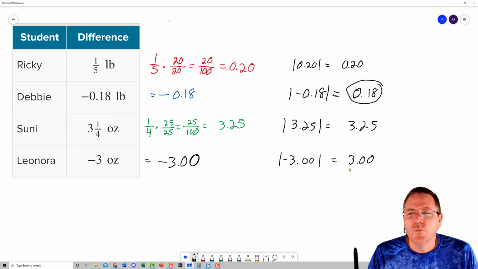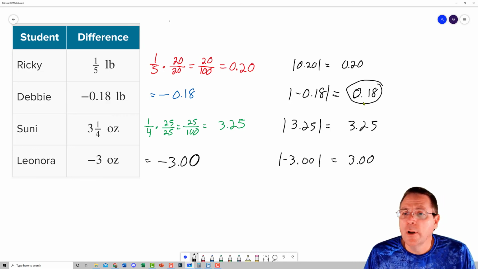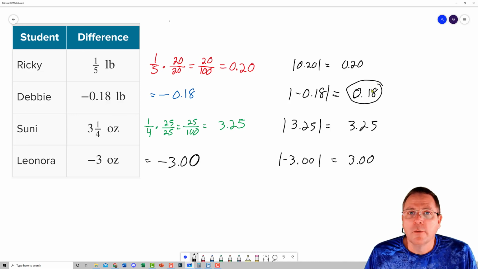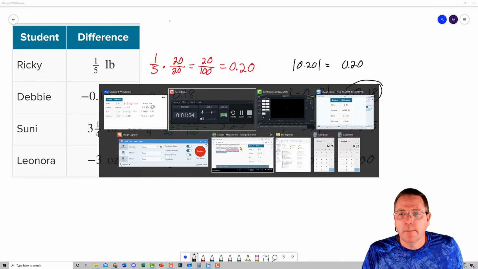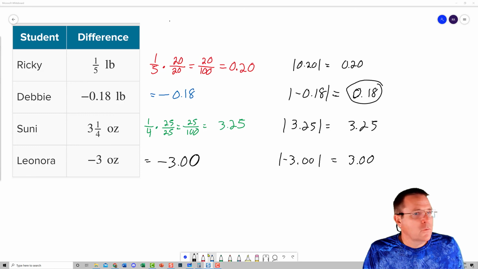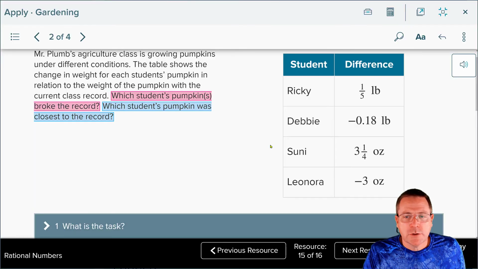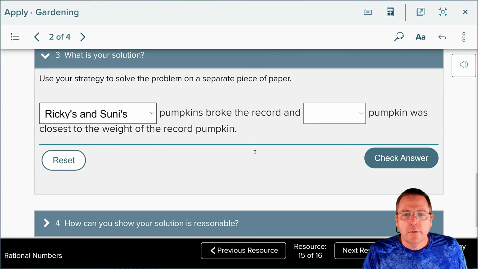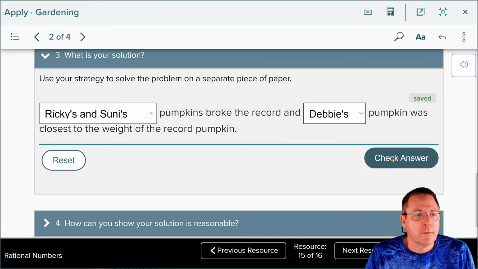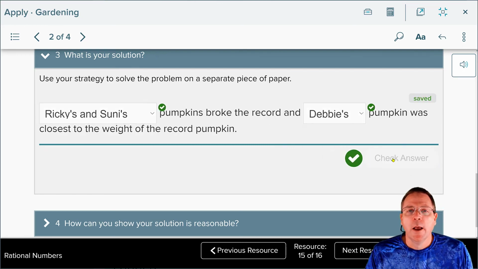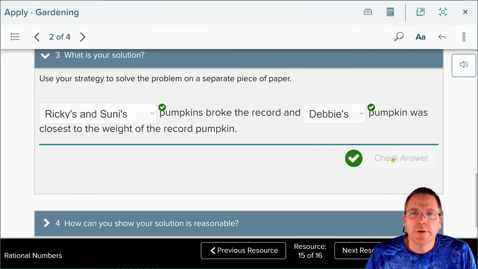Now the question was, which one is closest to the record? Well, I circled it right here. The 0.18, that's the one that's going to end up being closest to the original one. So we're going to come back over to our chart, and of course that one belonged to Debbie. Debbie had the closest. Go back to our question screen and scroll down. It is going to be Debbie's pumpkin. It's going to be closest to the original weight. Both of them check. That's it for today's lesson.